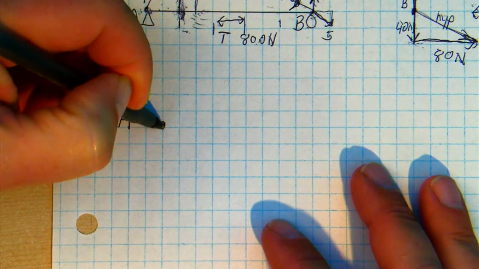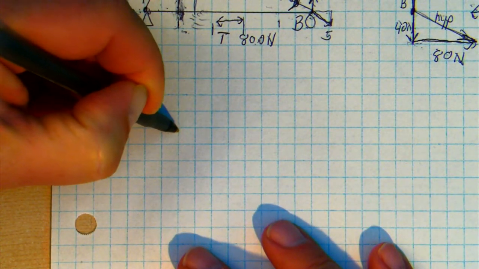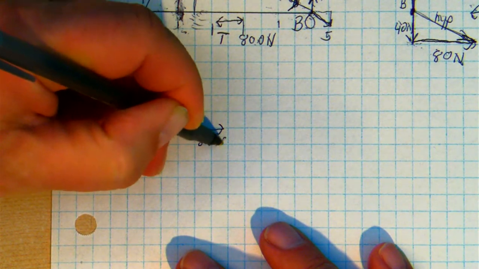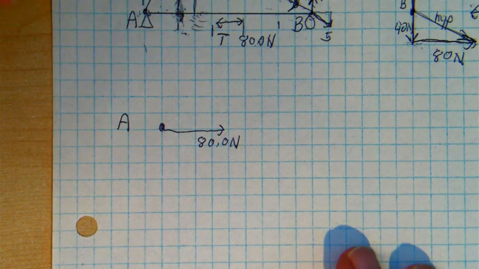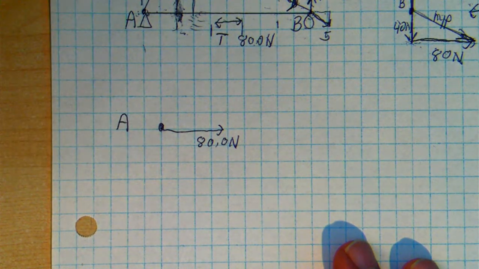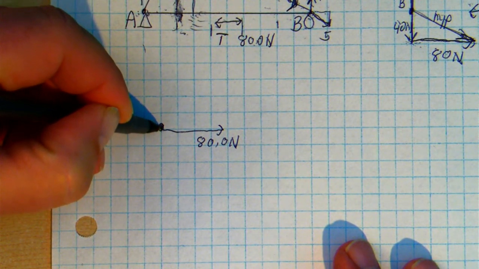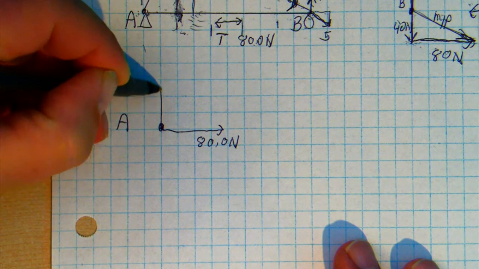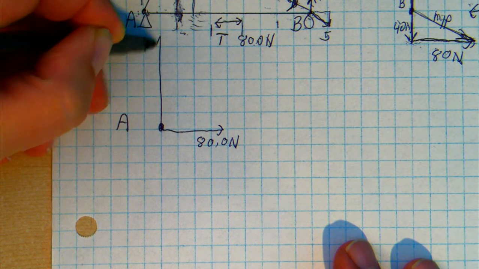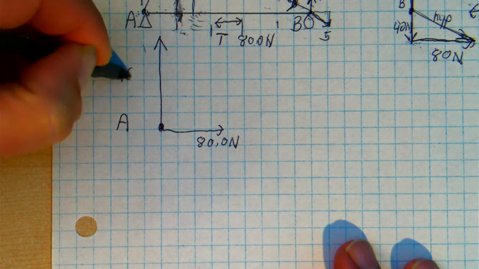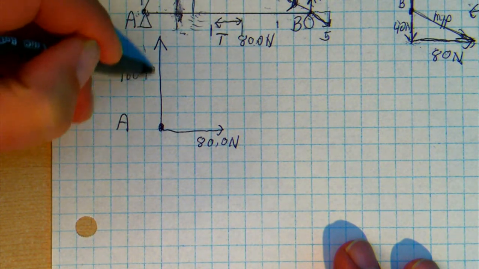We have member B pulling A to the right with a force of 80 newtons. We have the ground pushing up. Oh man, so what is this? 150. I guess I'm not doing this to the correct scale. With a force of 160 newtons.